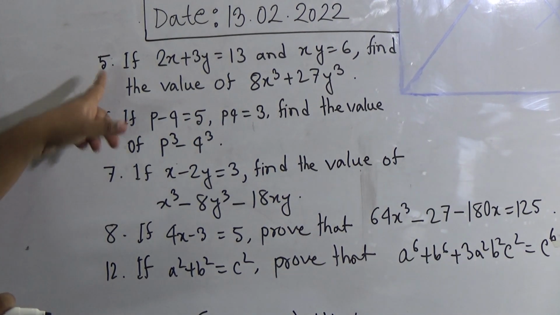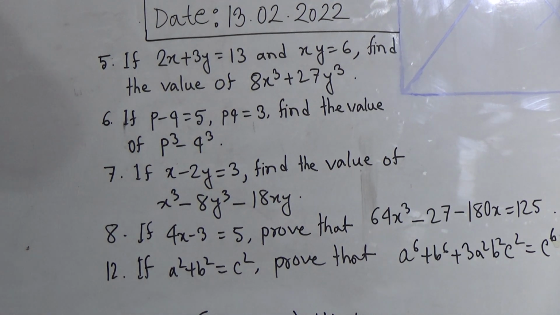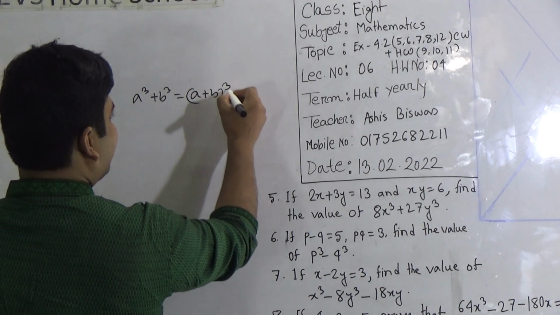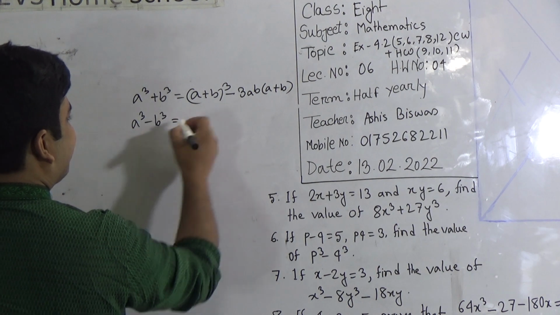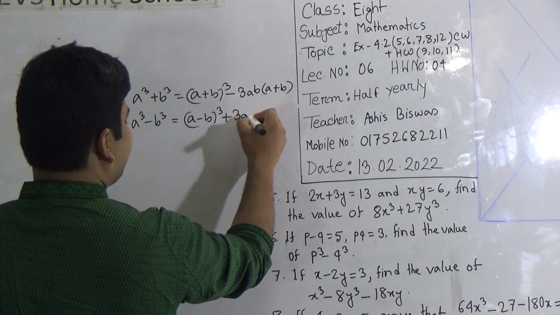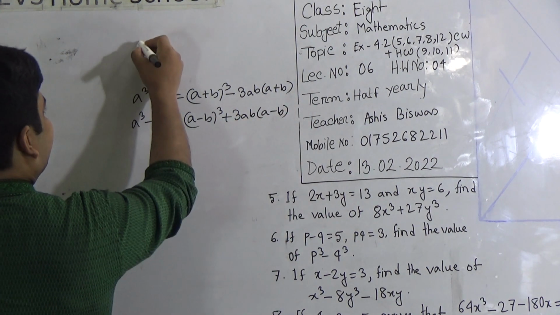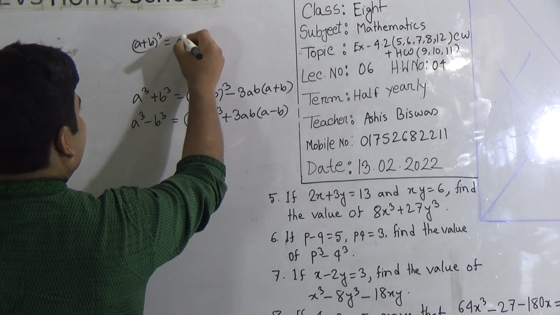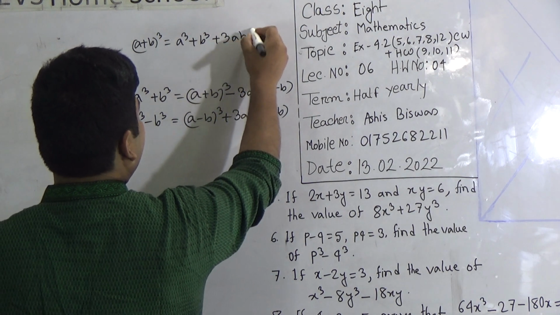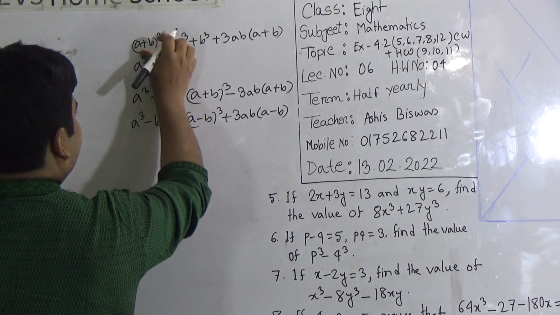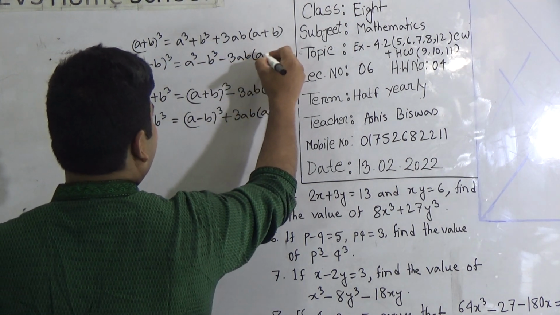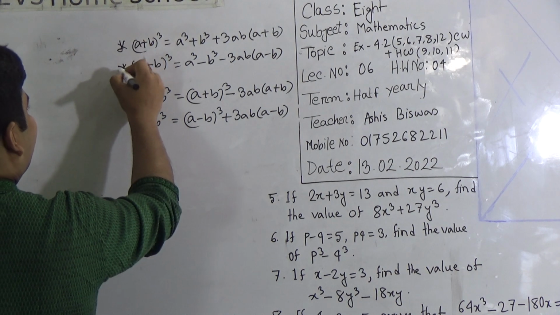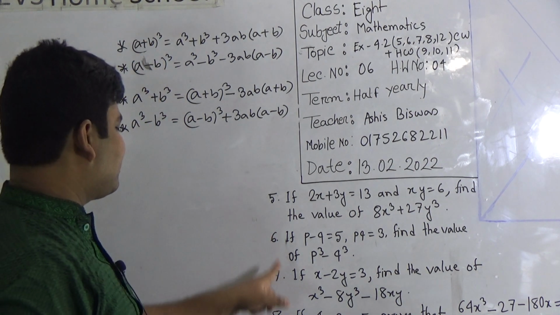At first we solve question number 5. My dear students, in order to solve this problem, we need this formula: a cube plus b cube. What is the formula of a cube plus b cube? It is a plus b whole cube minus 3ab into a plus b. And a cube minus b cube is a minus b whole cube plus 3ab into a minus b. Some basic formulas: a plus b whole cube equals a cube plus b cube plus 3ab into a plus b. On the other hand, a minus b whole cube equals a cube minus b cube minus 3ab into a minus b. My dear students, by using this formula, we shall solve questions 5, 6, 7 and 8.